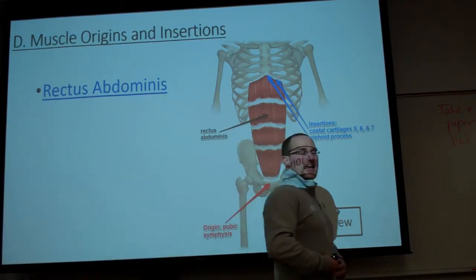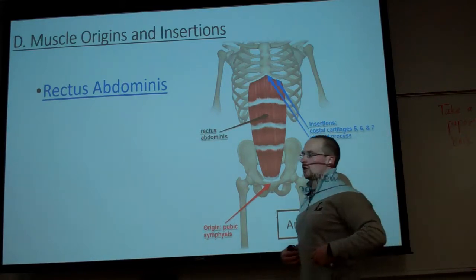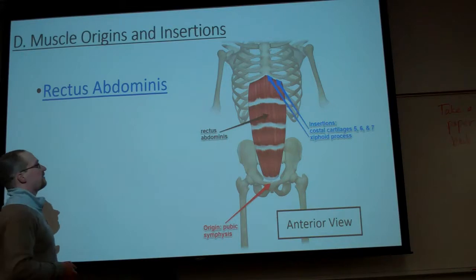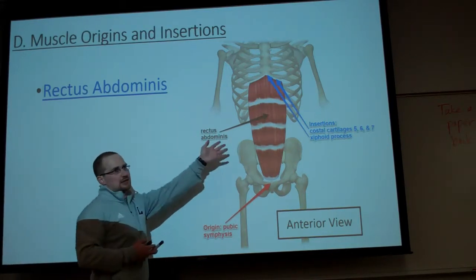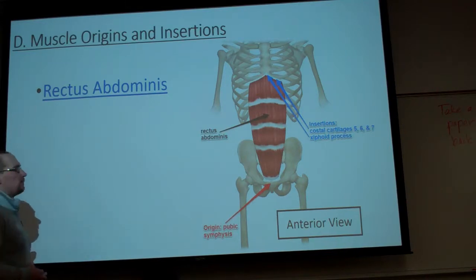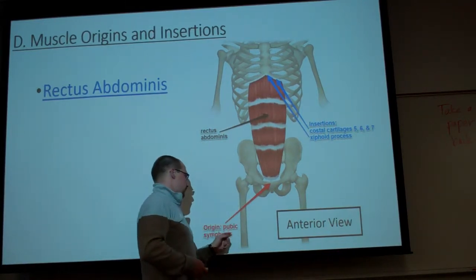Let's move over to the anterior side of your trunk, the front side. I'm going to talk a little bit about abdominals. Let's start off with everybody's favorite, rectus abdominis. This is your 6-pack abs here. Big old set of muscles. You will need to know origin and insertion for this one.